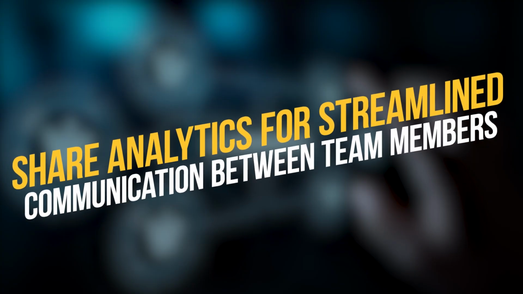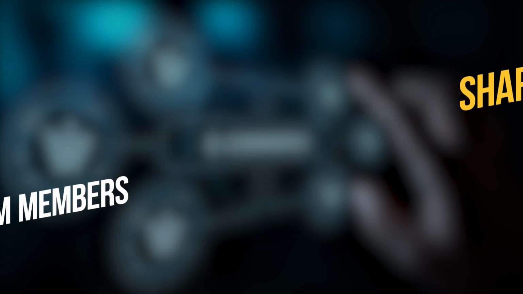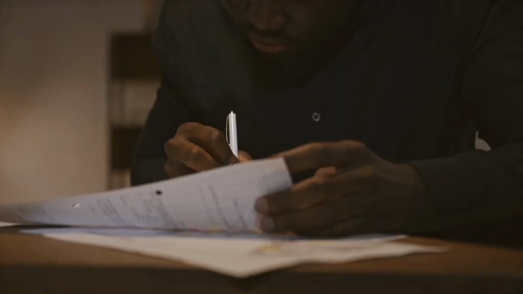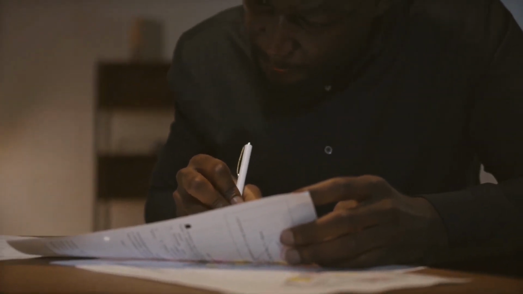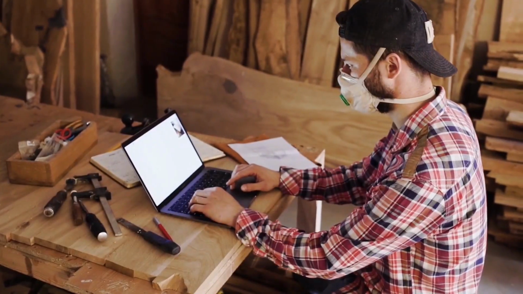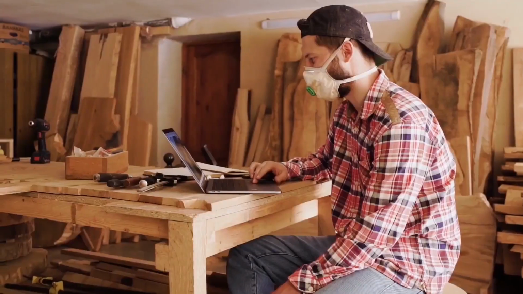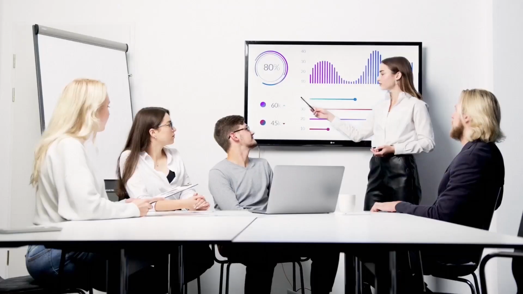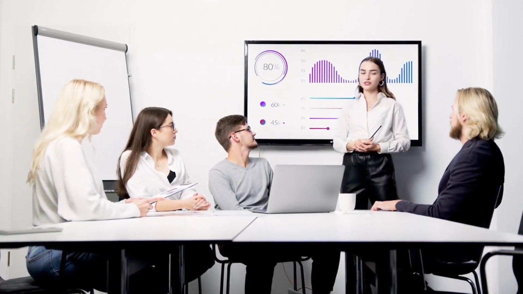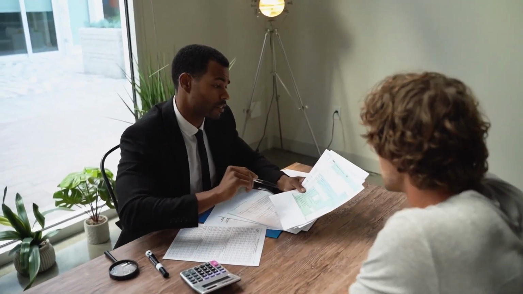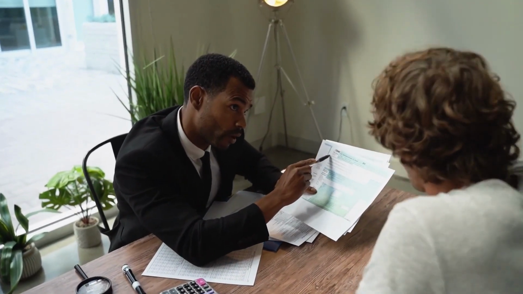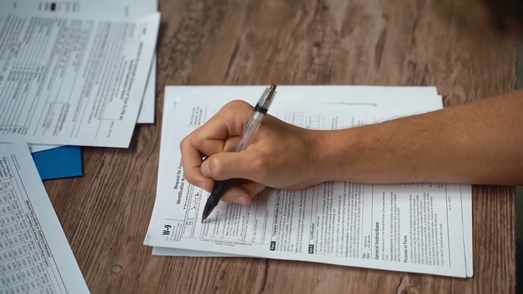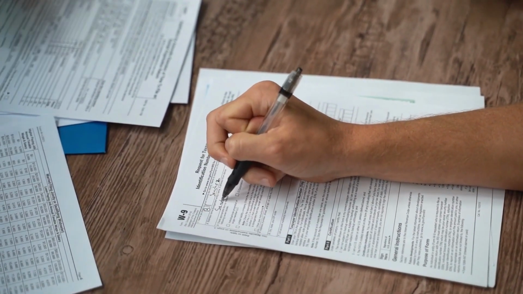Number 1. Share analytics for streamlined communication between team members. The ability to communicate in a transparent and streamlined manner throughout the organization is critical for making informed decisions and for achieving organizational goals. Because of the numerous platforms that businesses are utilizing these days, it is difficult to share data with other members of the organization. To ensure a company's long-term growth, it's critical that information can be easily shared and understood across departments. Having centralized data that is simple to understand and share across the team will pay dividends in the long run.